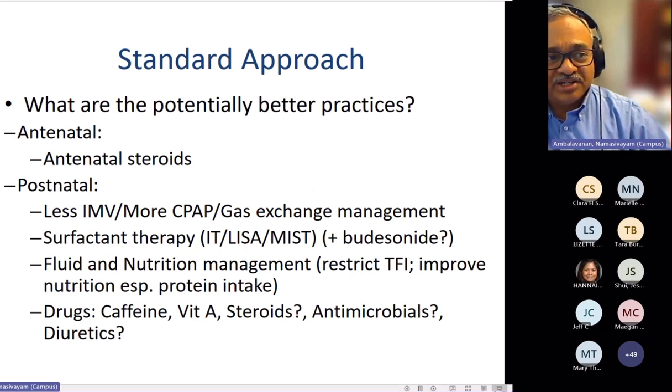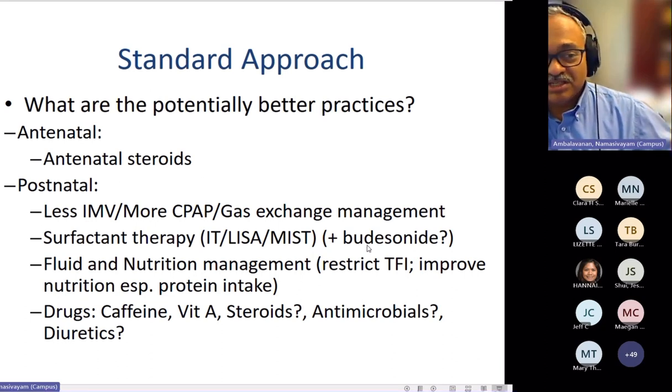So what are the standard approaches that we have tried? Obviously, antenatal steroids, and we all know about the emphasis on using more CPAP, adjusting gas exchange, similar to what was done in SUPPORT and COT and BOOST and all those other trials. That is 91 to 95. Avoid mechanical ventilation as much as possible. And surfactant therapy, now we use all these minimally invasive methods.